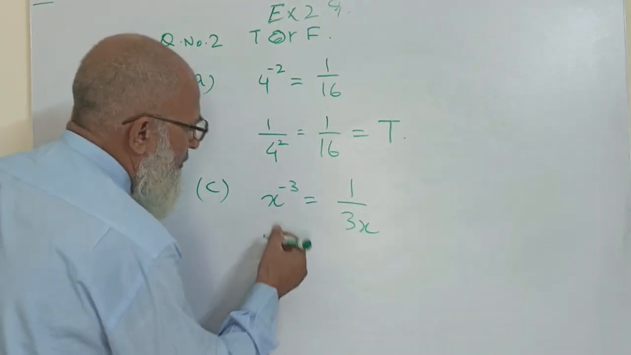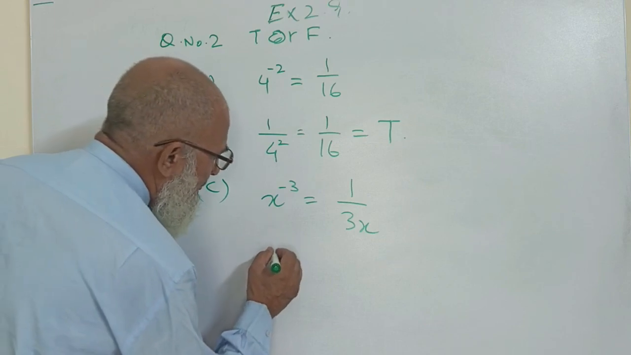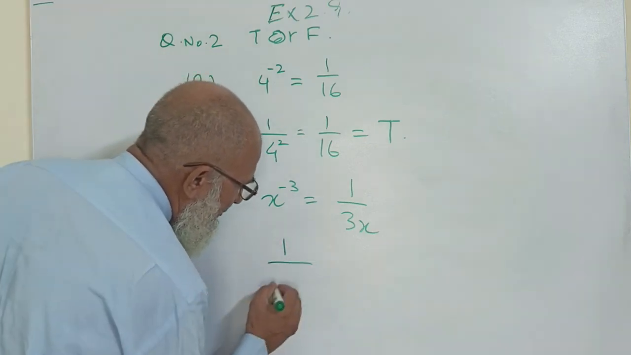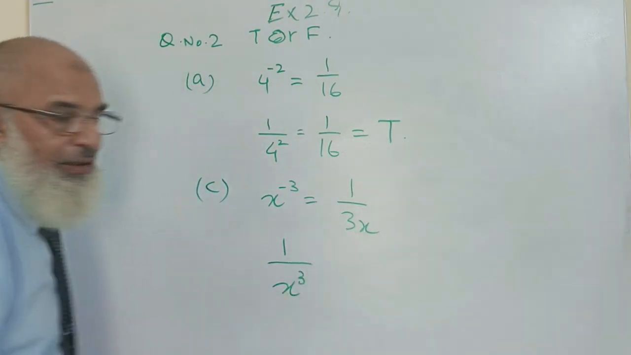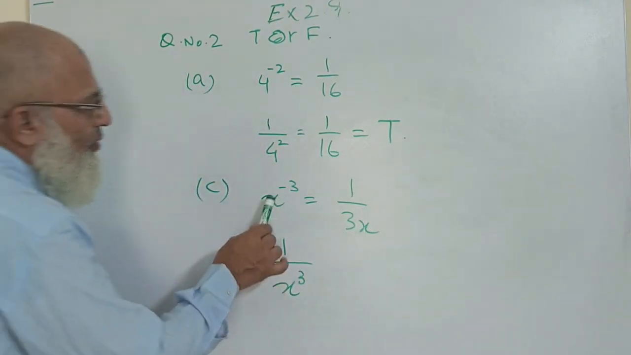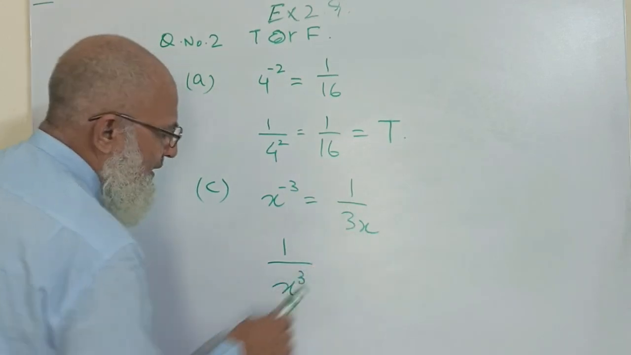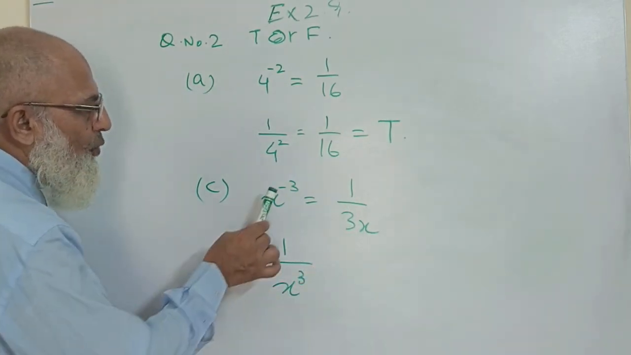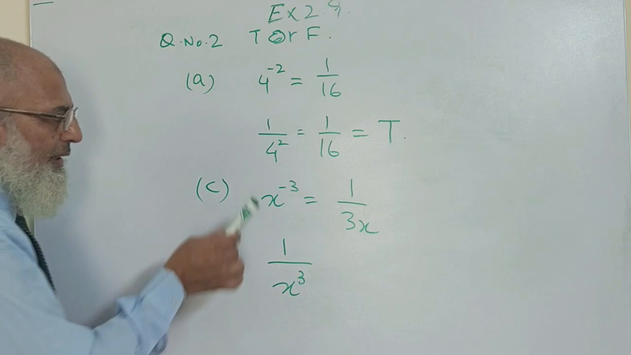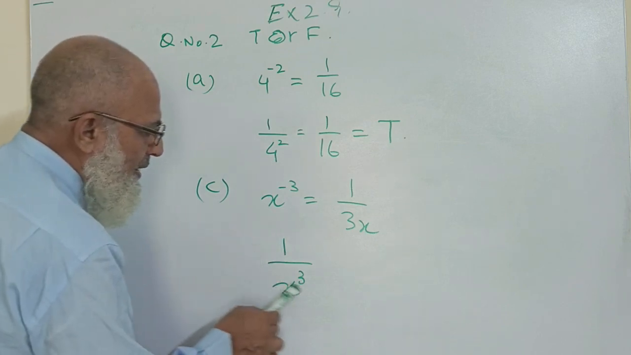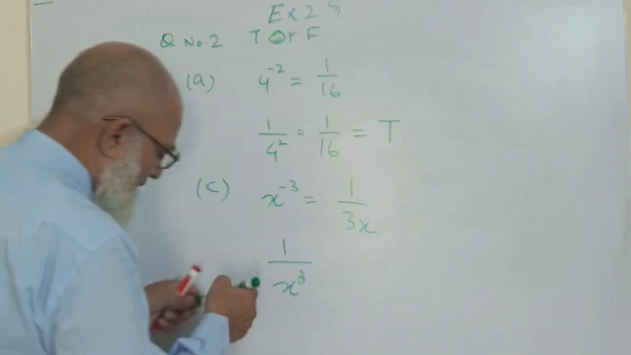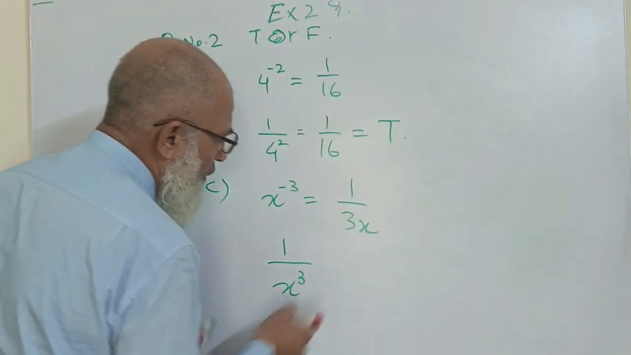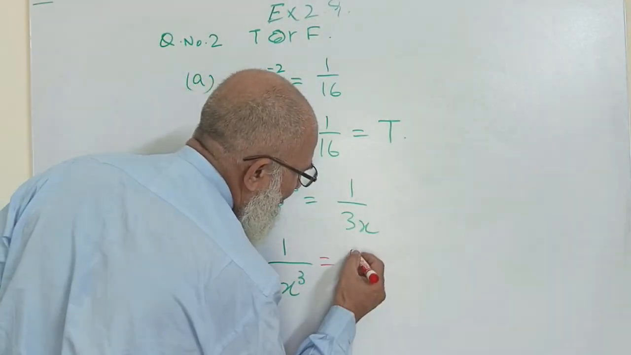So what does it mean? It means that 1 is like this. So what is written here is 1 upon 3x. Now what it originally is, is 1 upon x cube. So the statement is false. A big red F.